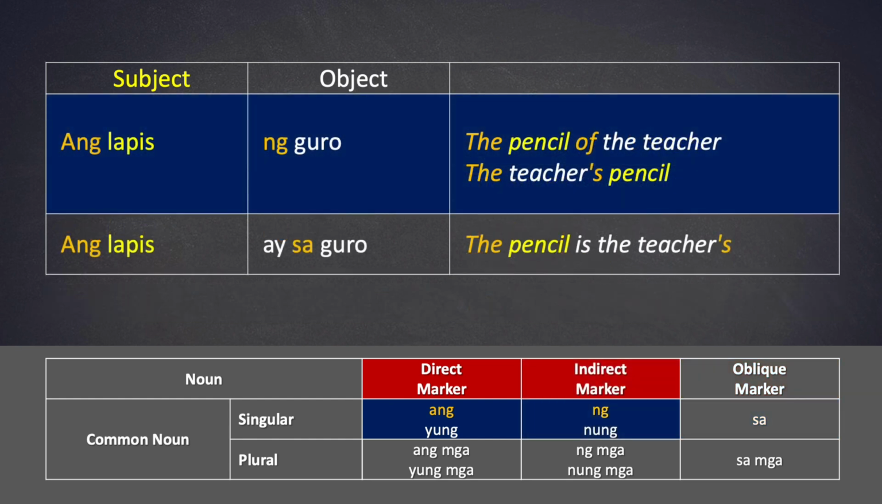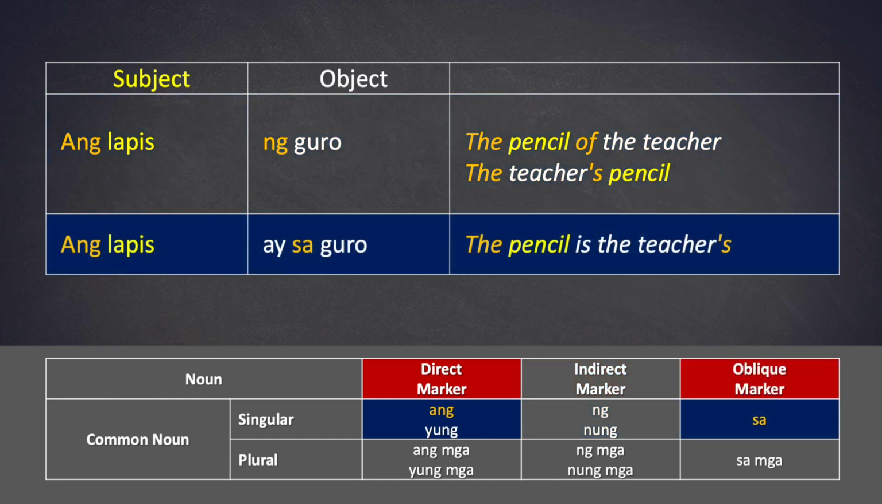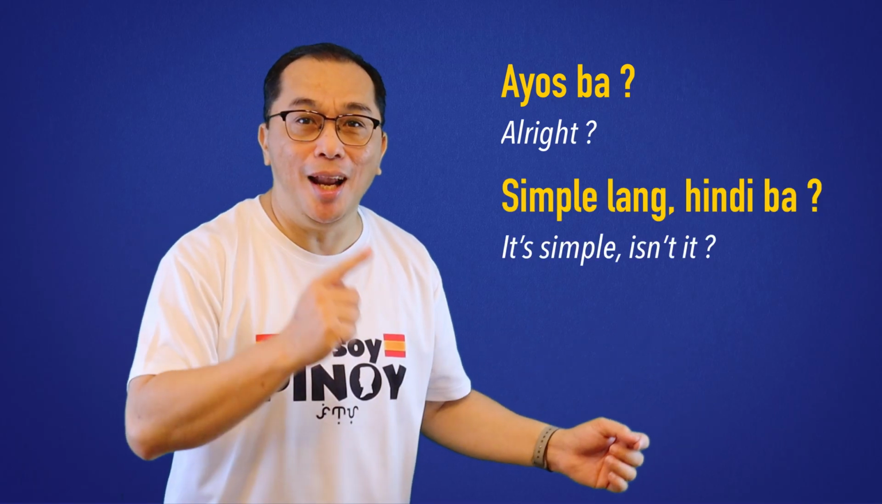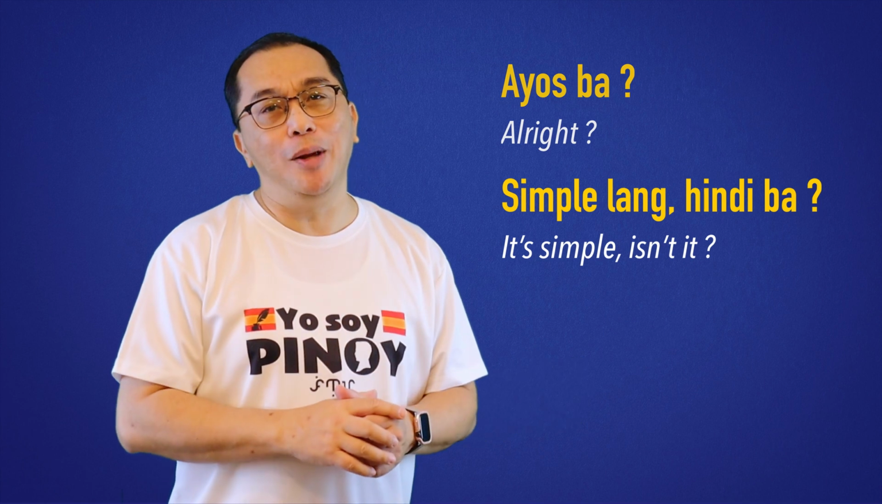Ang lapis ng guro. The pencil of the teacher or the teacher's pencil. Ang lapis ay sa guro. The pencil is the teacher's. Ayos ba? Simple lang, hindi ba? It's not too complicated to understand what the case marker sa is all about.